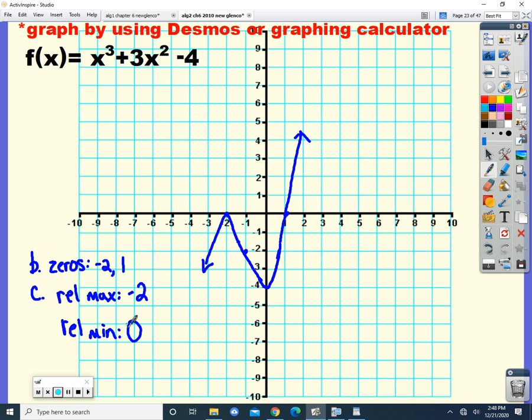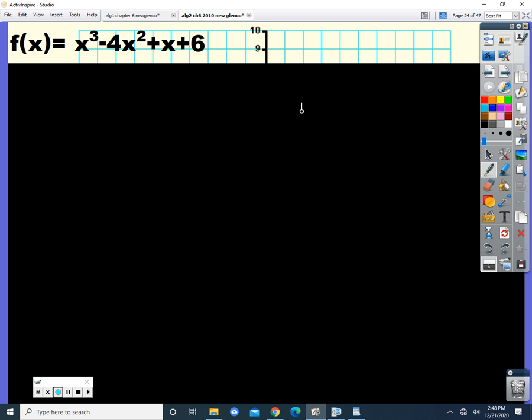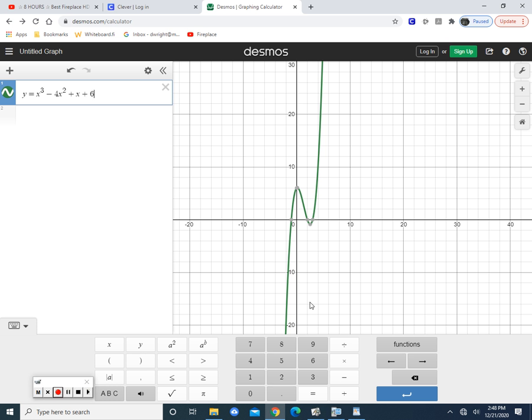So let's go do the next one, x cubed minus 4x squared plus x plus 6. This one I went and did on Desmos. So let me go find it and show you what I got. And anytime you want to use these for homework, you're welcome to do that. The only thing I guard you against is you can't use Desmos on tests, so you want to make sure you know how to use the graphing calculator too. So here's the picture we get. Again, you got one relative min here and one relative max here.